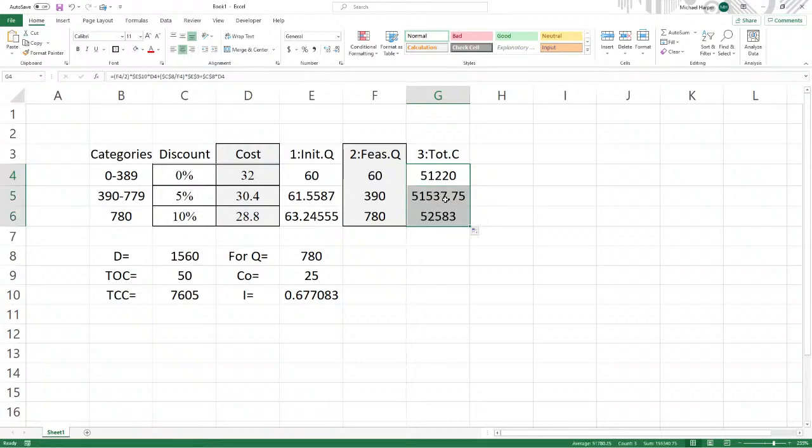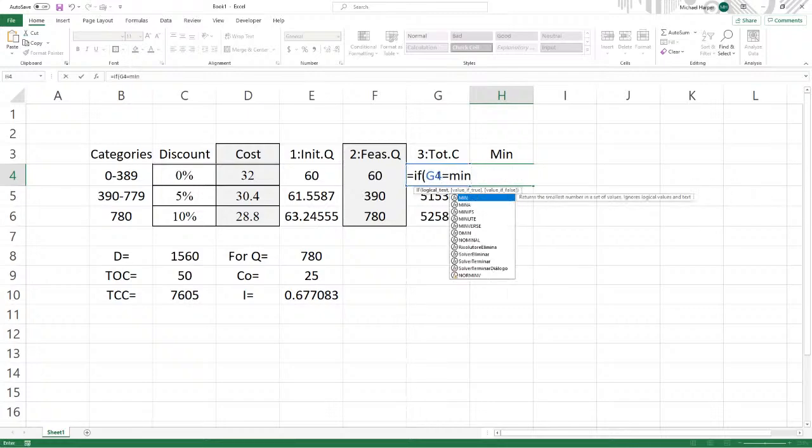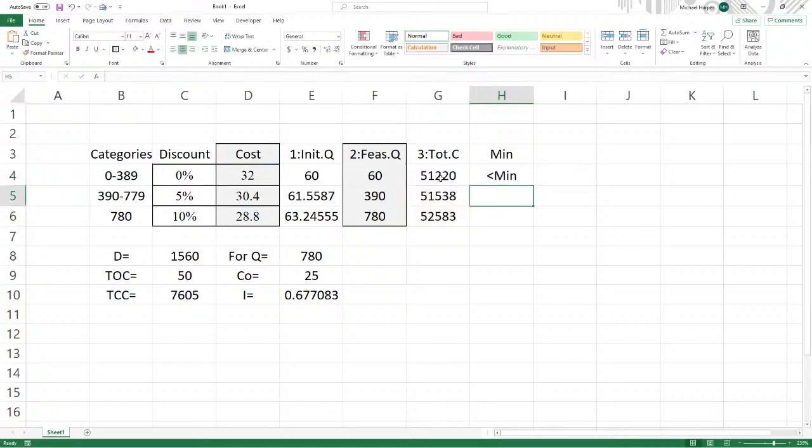Looks good to me. Yep, looks good to me. Let's just go down to the nearest dollar. And there we go. Okay, now which one is the lowest? Let's see here. What's the minimum? If this equals the minimum of all of these, bing, bing, bing, fix them, then I'll just say boom, minimum. Otherwise blank. There we go.